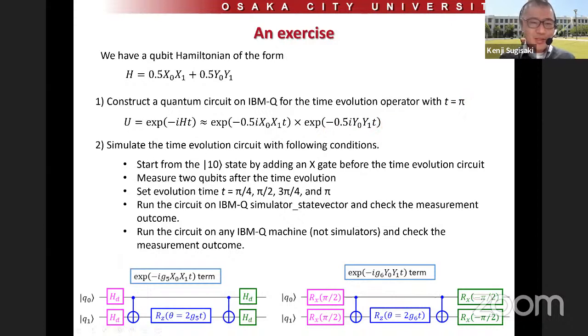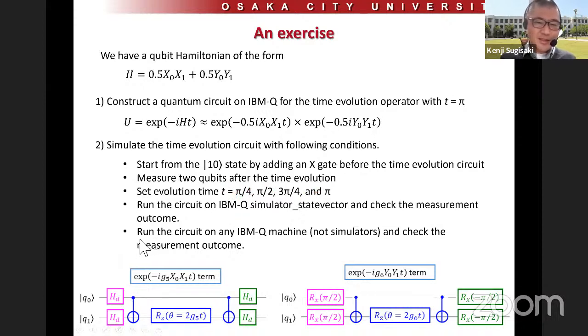And then please simulate the time evolution quantum circuit with the following condition. Start from the 1 state by applying Pauli X before the time evolution circuit, and measure the qubits after the time evolution. Also set the evolution time t equal to pi over 4, pi over 2, 3 pi over 4, and pi. Run the quantum circuit on IBM Q with a state vector simulator and check the measurement outcome, and how the measurement outcome changes with the evolution time.